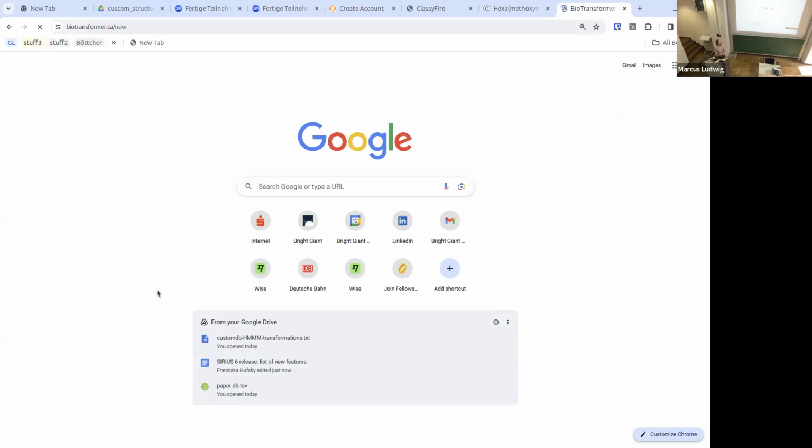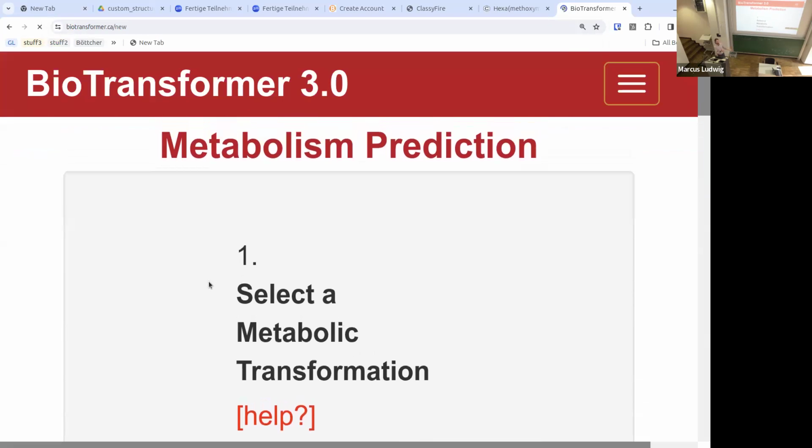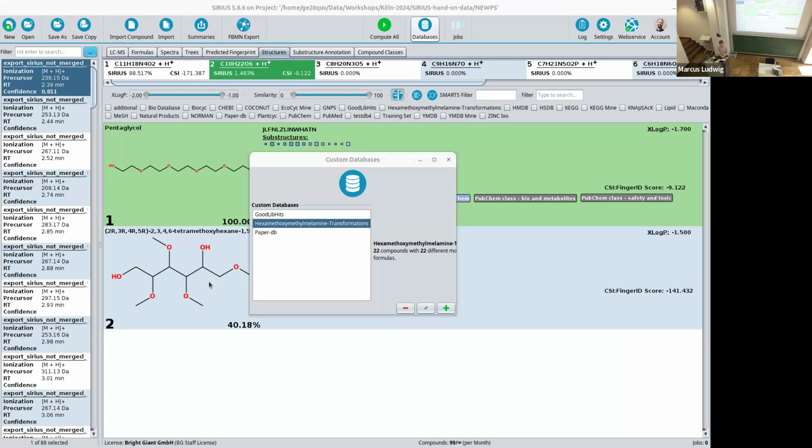Or you can use some other tool like Biotransformer from the David Wishart lab. It's also a way of predicting biotransformations given a compound. I won't go into detail with this, but there are tools out there which generate these hypotheses of potential transformation products. So they don't need to exist, but you can generate the idea that it may exist, and then you can search for it, basically. And with this done, with our custom database.